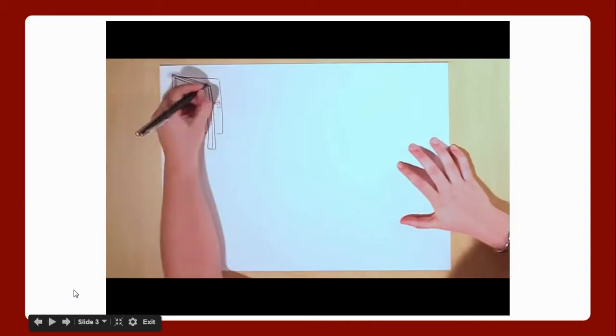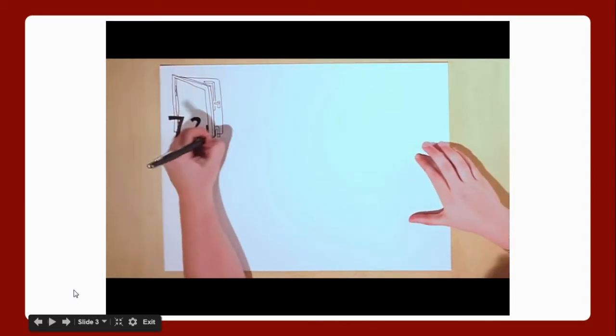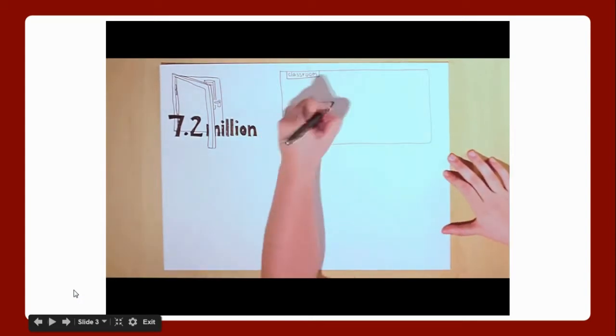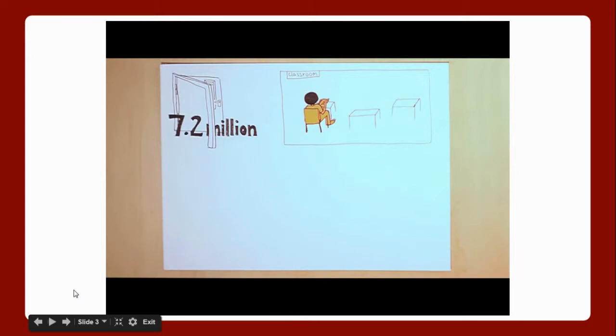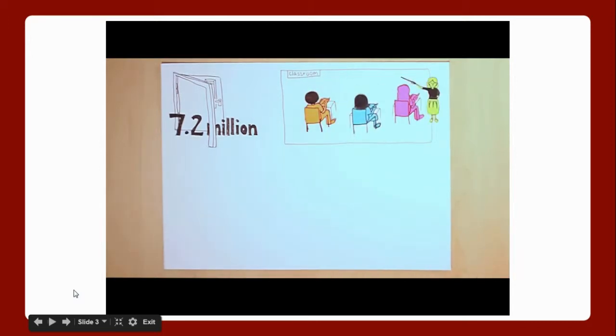Every day, 7.2 million students walk into classrooms throughout the United States. These classrooms generally look the same. 30 students sit in rows of desks, taking notes in their notebooks, while the teacher stands at a whiteboard and teaches a lesson. Regardless of ability level, each student receives the exact same information at the exact same pace.